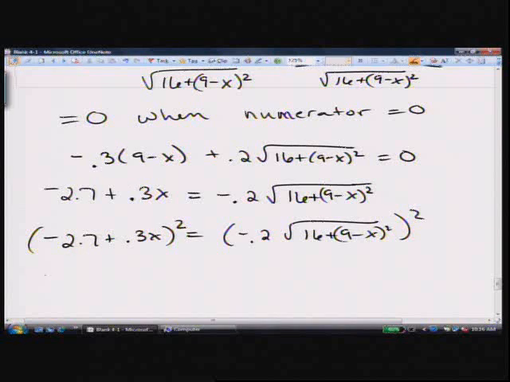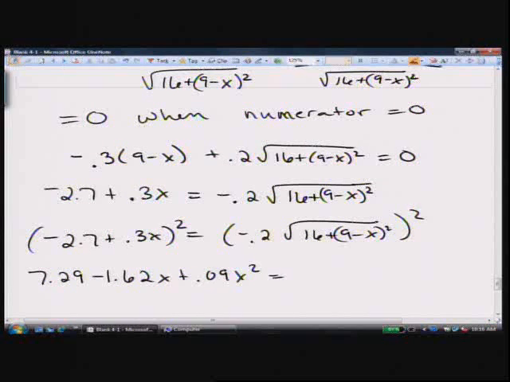2.7 squared, I'm just taking these from last year, is 7.29. If you FOIL this and collect terms, it's going to be minus 1.62x. And then 0.3x quantity squared is going to be plus 0.09x squared. So that's just FOILing that out. And then this 0.2 squared is going to be 0.04, times this, which is 16 plus (9 minus x) quantity squared.